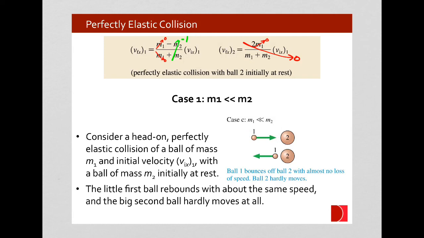So these are all the limiting cases of m1 and m2, and seeing how we can look at the limiting cases, any other relation would be somewhere in between for a perfectly elastic collision in one dimension.